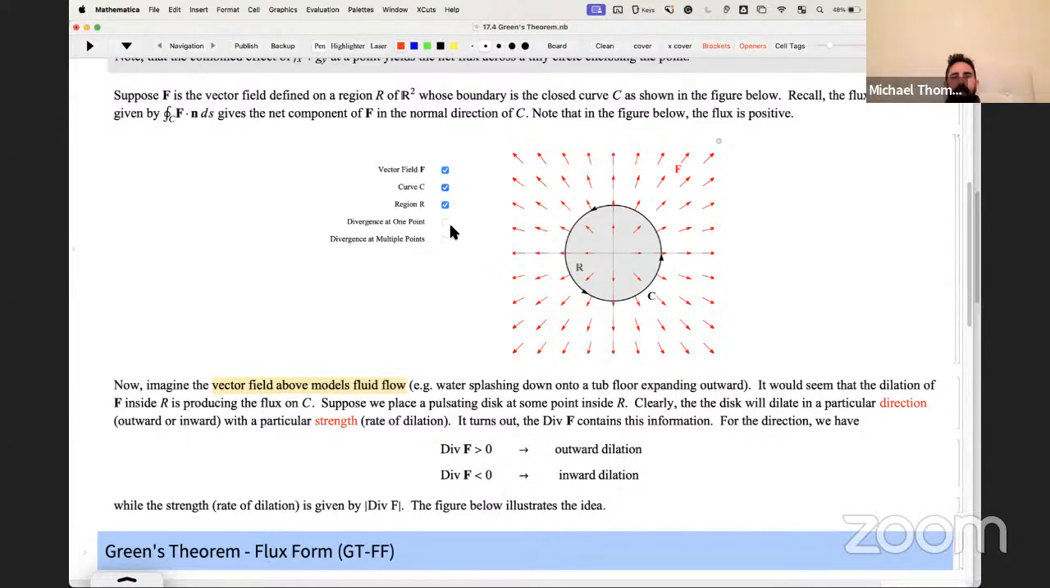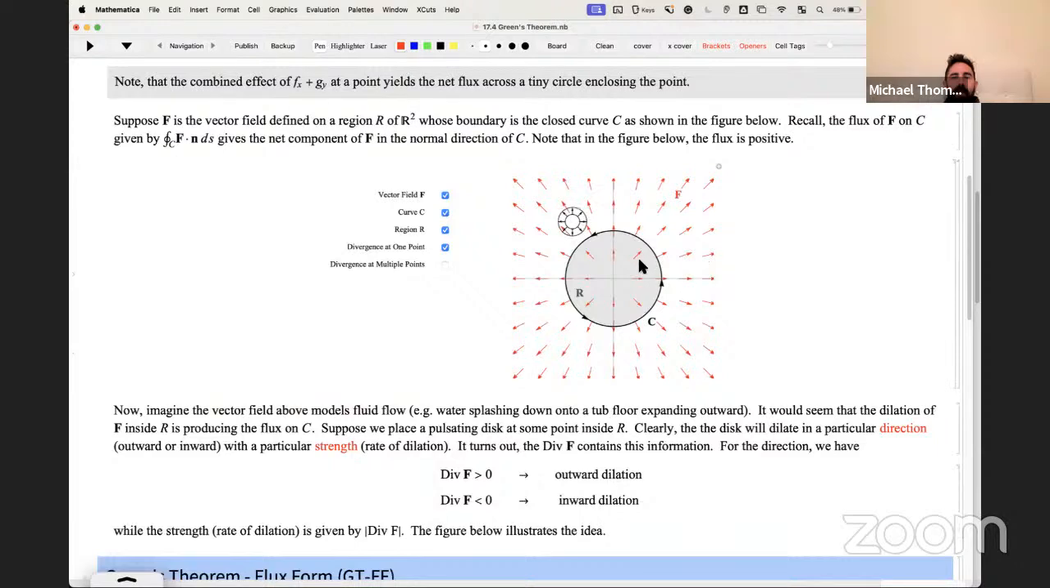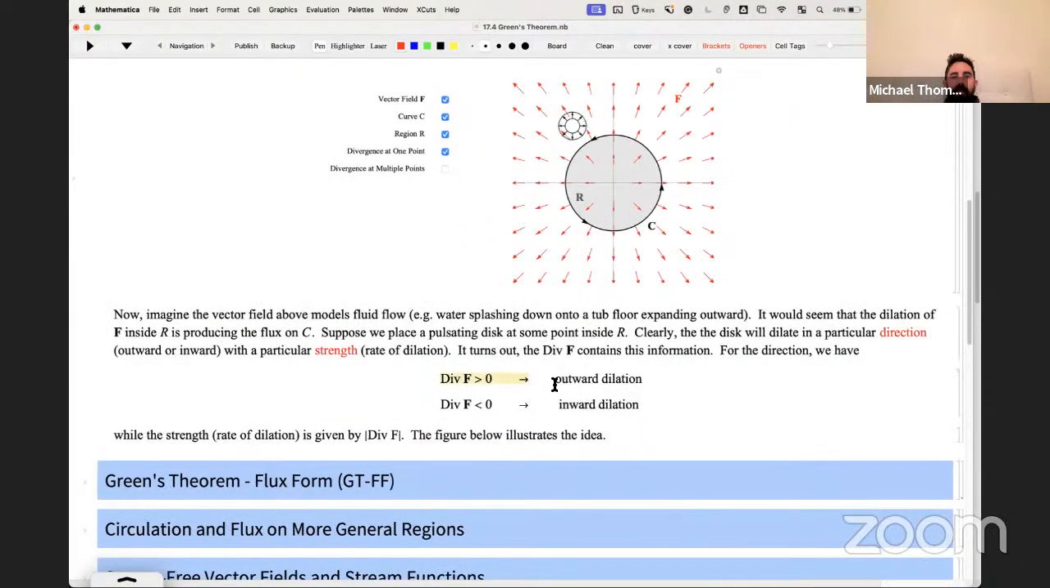So let's look at the dilation, or the divergence, at every point. The way to visualize divergence is basically using a pulsating disk. Now the disk is either going to pulsate in the outward direction, indicating an outward dilation, or it's going to pulsate in the inward direction, indicating an inward dilation. So it turns out that when the divergence is positive, that means outward dilation. And if it's negative, it's going to be inward dilation.